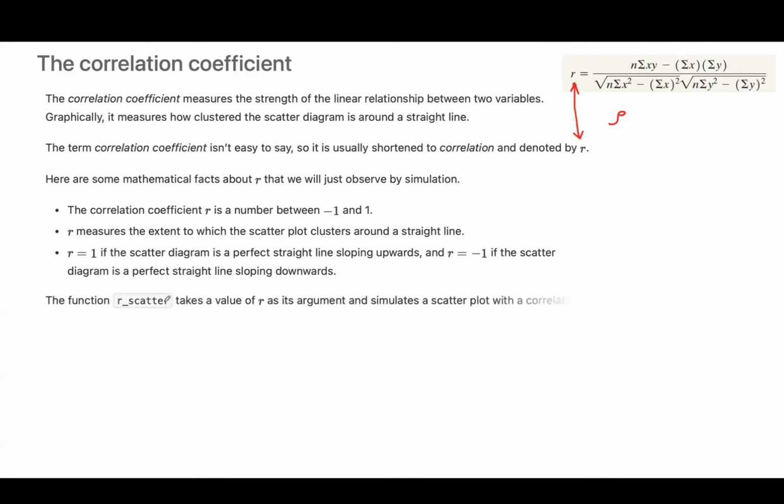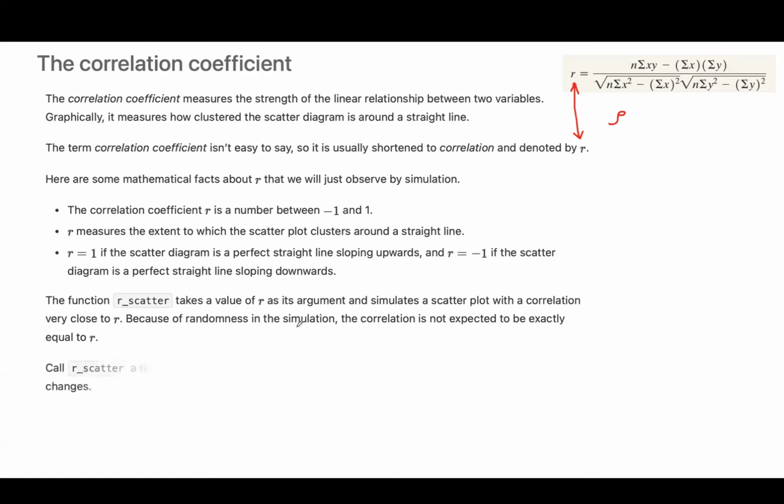The function r_scatter takes the value of R as its argument and simulates a scatter plot with a correlation very close to R. Remember that because of randomness in the simulation, the correlation is not expected to be exact. So again, in your Canvas assignments, when you're solving problems and you get a number a little bit different from the value that you see, absolutely fine. We are using simulation. If you call r_scatter a few times with different values of R as the argument, we can see how the scatter plot changes.